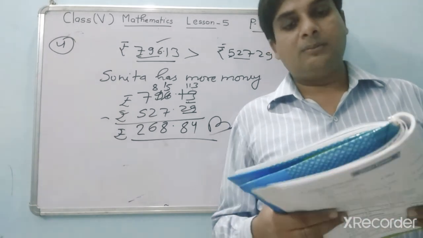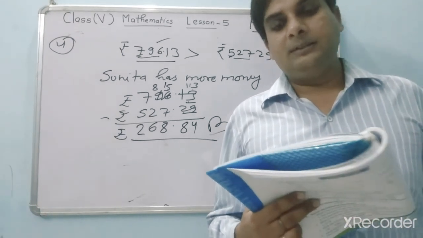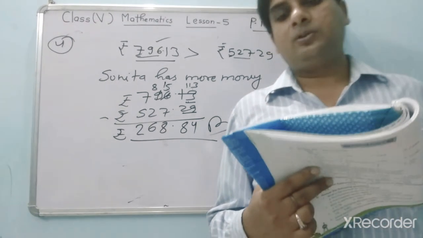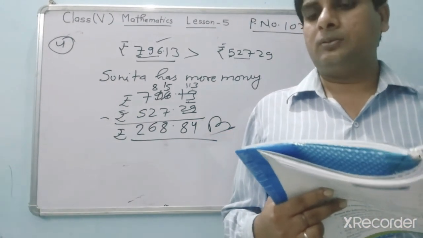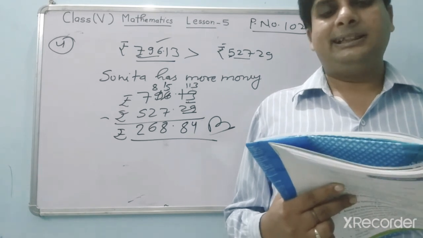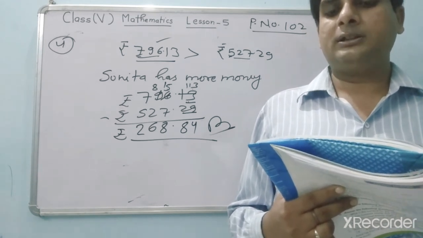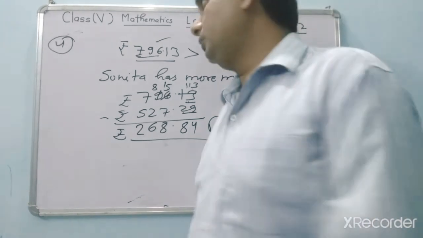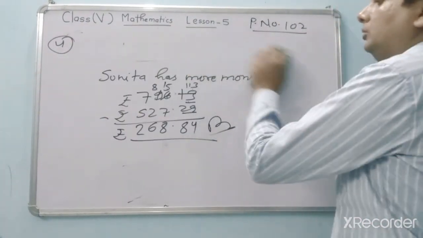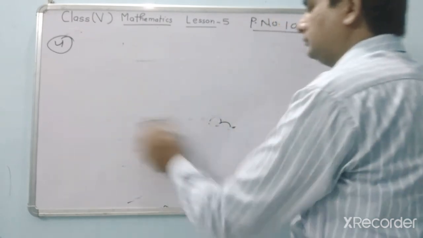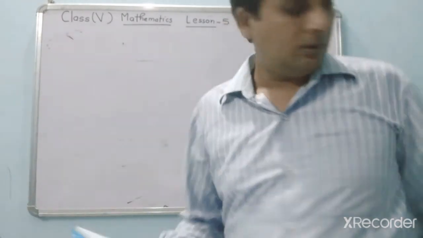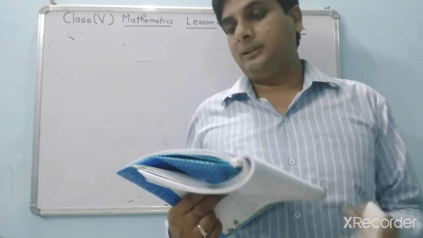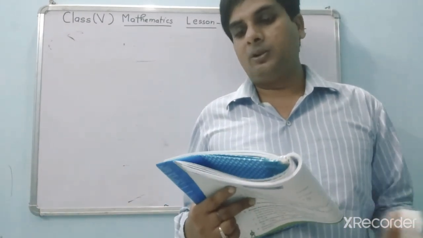Now you can see question number 5. Anjali bought a pen for rupees 12.75, a notebook for rupees 4.50. She gave the shopkeeper rupees 20. How much money did the shopkeeper give back to her? Good question. So first you find how much money they expend, how much they are using for shopping.